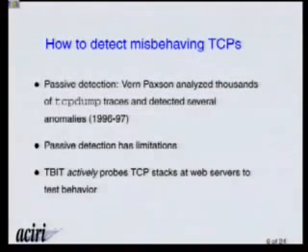For example, you want to figure out how a particular TCP implementation behaves when, say, a SYN-ACK is lost. Now you're going to have to keep on doing this until you actually get a tcpdump trace in which a SYN-ACK is lost, and then you see what happens. So that's kind of time consuming. So TBIT is a tool that actively probes TCP stacks at various web servers to test the behavior.